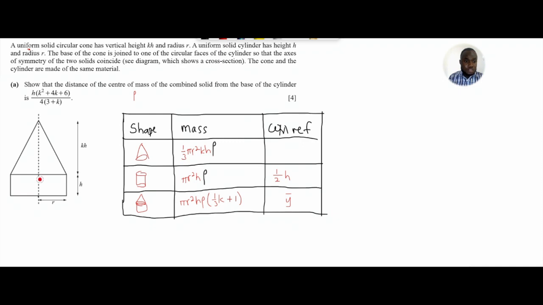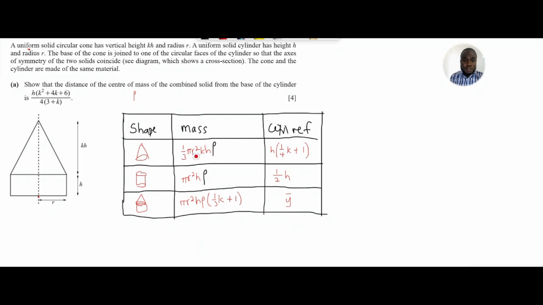I'm going to add that to the height here to give us the center of mass's location from the reference point we have. So that should be a quarter of hk plus h. So when I factor h out, I have h times a quarter of k plus 1. Great. Now let's go ahead and take moments about this point.